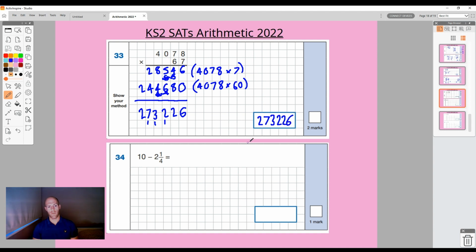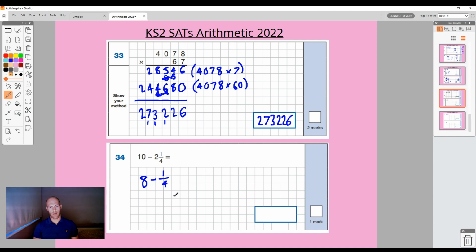273,226. A lot of work for 2 marks, that is. 10, take away 2 1/4. Firstly, I'm just going to use the integers. I'm not going to worry too much about the fraction. I'm going to do 10 take away 2. 8. Now I know what I've got left over is 8 take away 1/4.